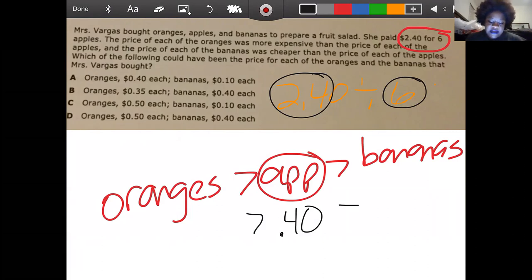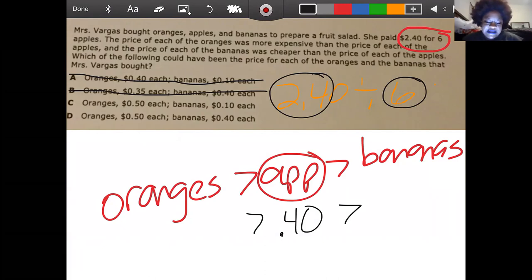So now we have to find which one of our answer choices is going to show that oranges are more than 40 cents, not the same. And which one is going to show us that bananas are less than 40 cents. Okay. So let's do process of elimination. So A, does A show us that oranges are more than 40 cents? Nope. It shows us that they're equal, and that's not okay. B, oranges are more? Nope. It says 35 cents, and that is not more than 40 cents. C, oranges are 50 cents? Yes, absolutely, because that's more than 40 cents. And D, oranges are 50 cents? Yeah, so it could be C or D.